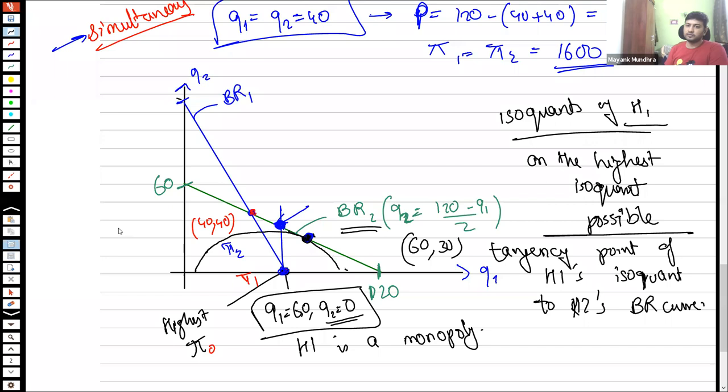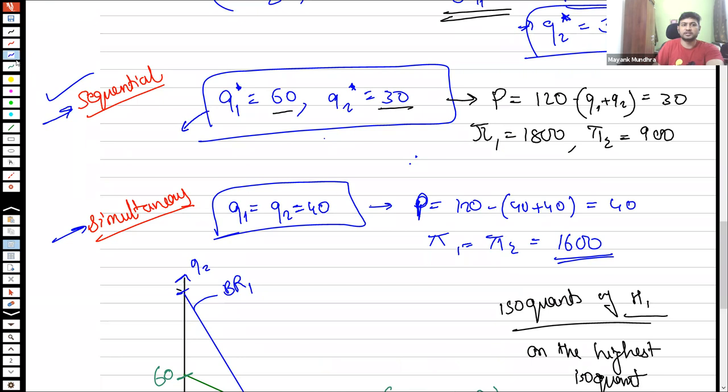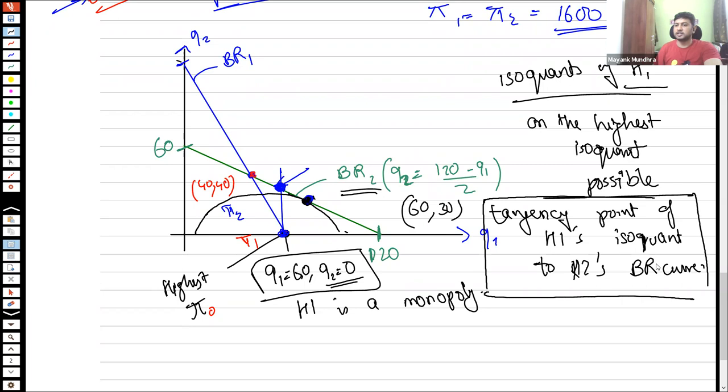All right, so remember this difference: the outcome of simultaneous is the intersection of best response curves of both agents, whereas sequential is the tangency of the first mover's isoquant and the second mover's best response.